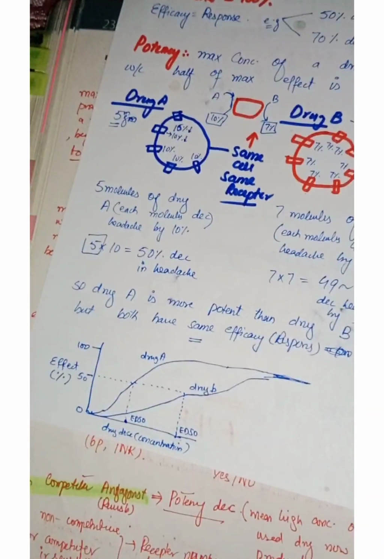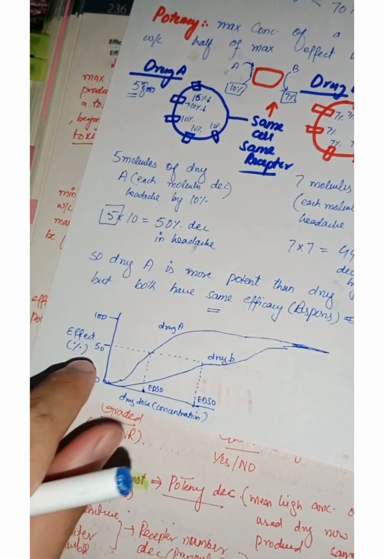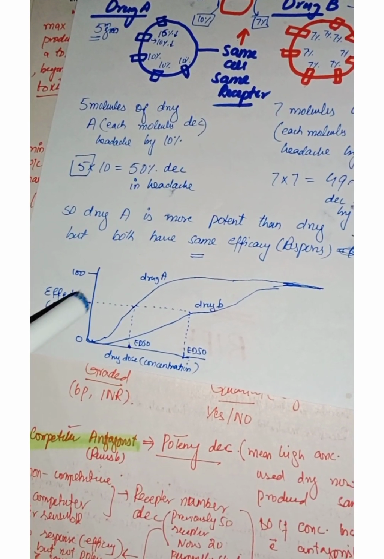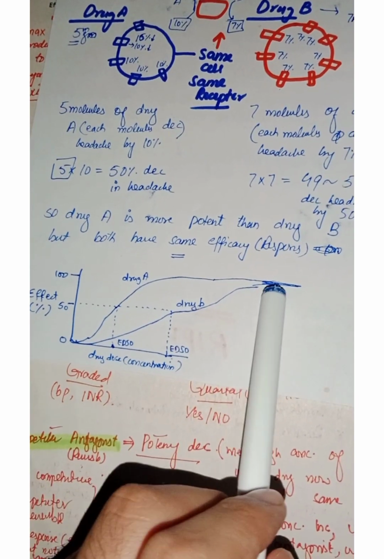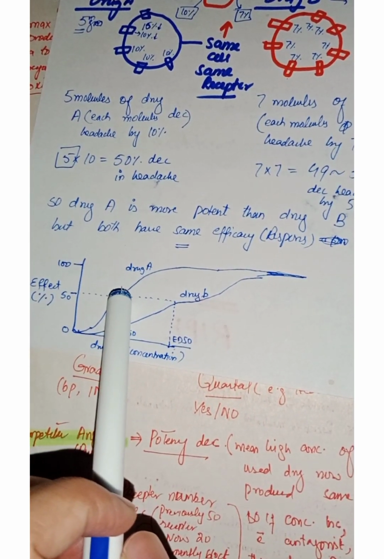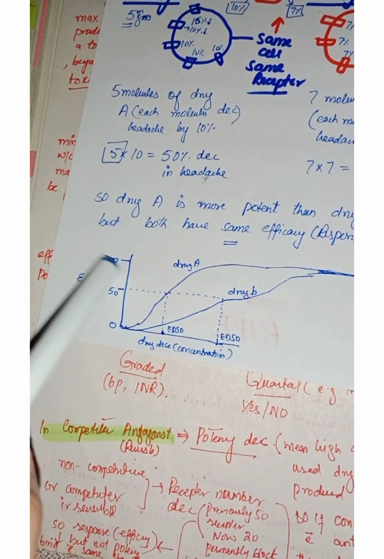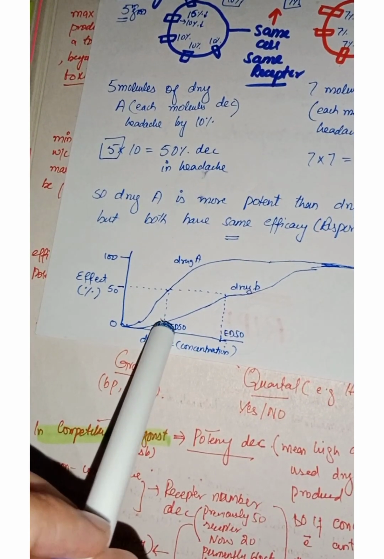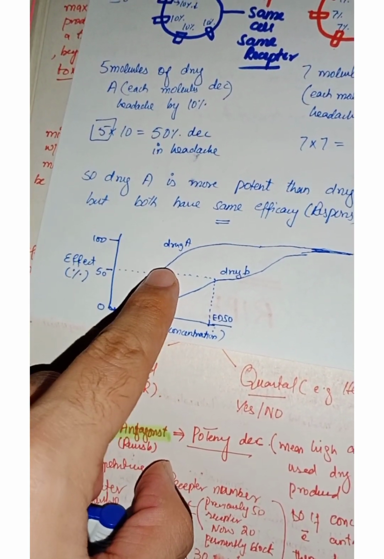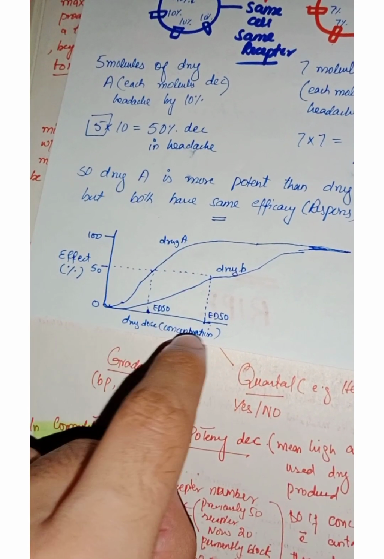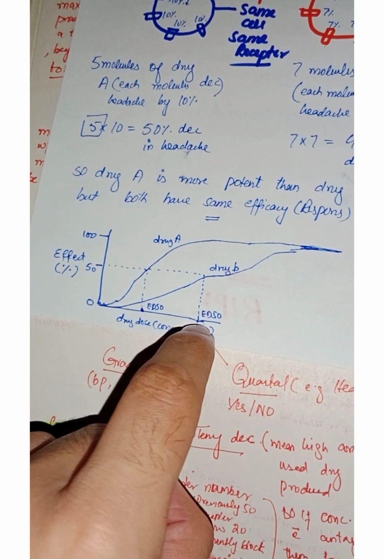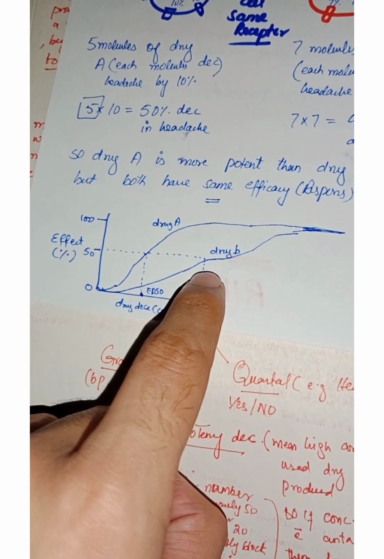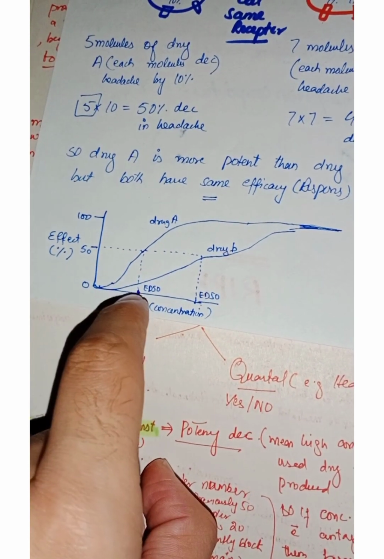And now I've drawn it on the graph. You can see this graph is for drug A, this is for drug B. Both are producing the same effect, and this is the half of the maximum effect. On the y-axis this is the effect, that is the response, and this is the concentration, that is the potency. This is the concentration at which half of the maximum effect is produced by drug A, while this is the concentration for drug B. Let's suppose in the above example, this is the 7 milligram, this is the 5 milligram.